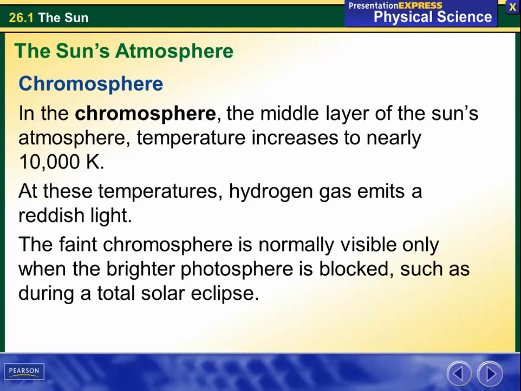I can't remember early in the year, I think someone had a discussion on the color of the sun, and there were people saying orange, yellow, red. That's kind of all of those colors. The reddish part that we see comes from the chromosphere, and this faint chromosphere is normally visible only when the brighter photosphere is blocked, such as during a total solar eclipse. So we might not necessarily see all of this, but some of that reddish light might factor into who determines what the color of the sun is, based on those pictures that people were looking up earlier in the year.